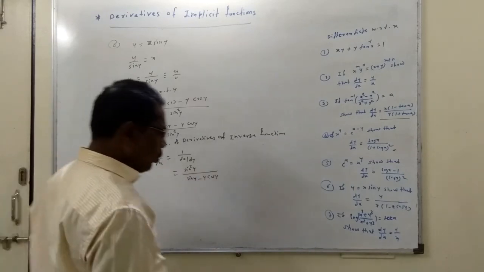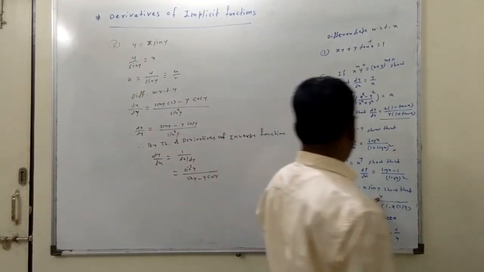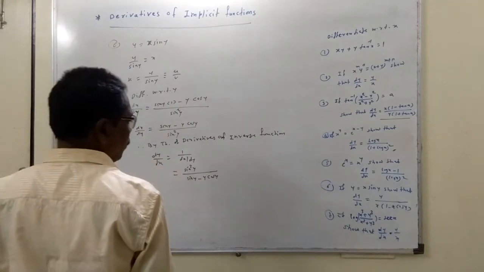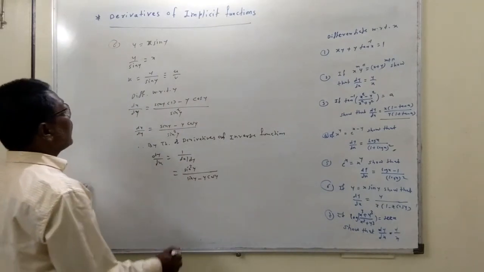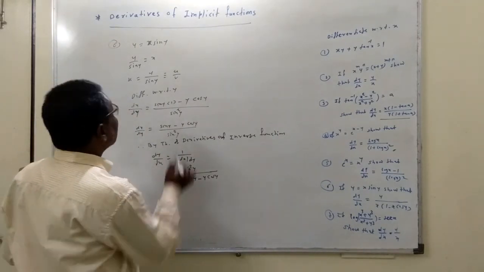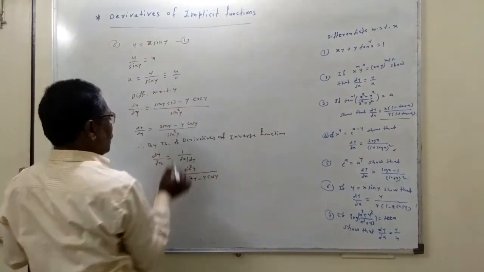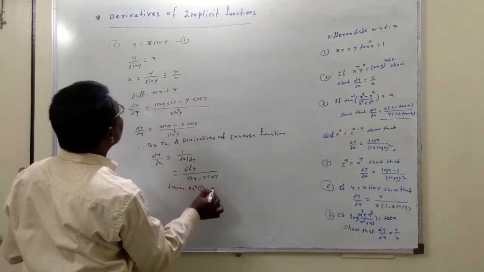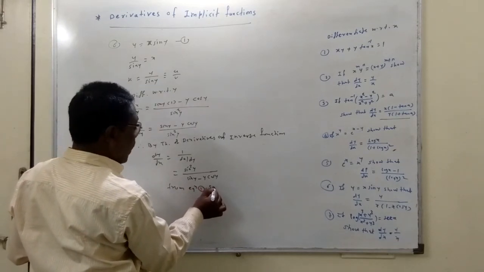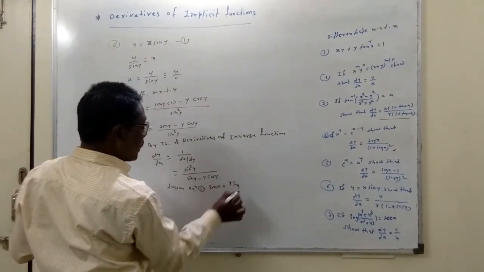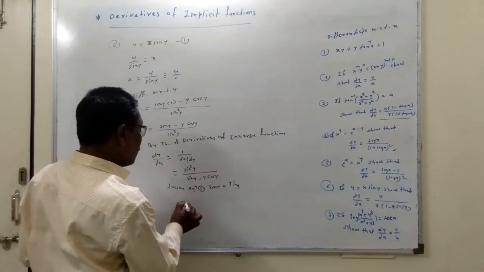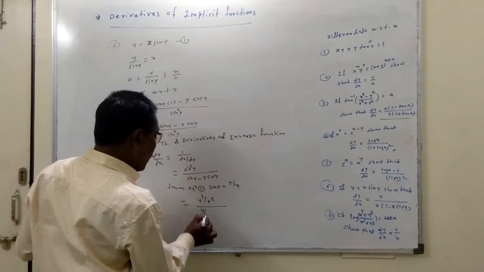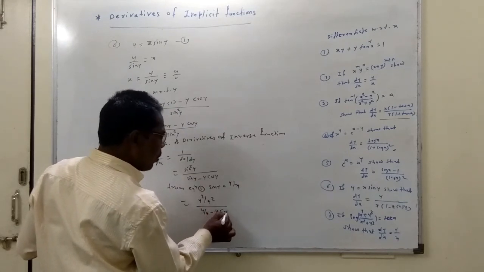Now here, if we observe, the result is in a different form, y upon x. So we will introduce the value of sin y. Now sin y is equal to y upon x. So we name this equation first. So from equation first, sin y is equal to y by x. So we will introduce that value here. So y square upon x square divided by y by x minus y cos y.